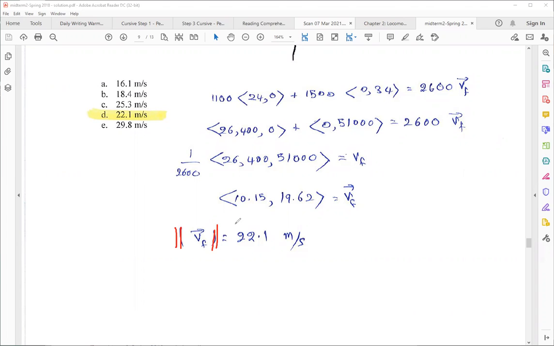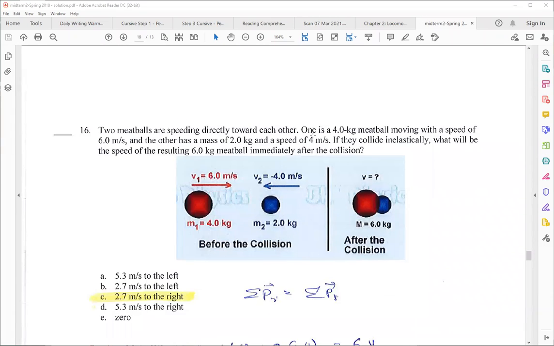it's going to be the root of vx squared plus vy squared. So we're using Pythagoras here, the usual formula to calculate the magnitude of the vector velocity, the final velocity, and you get 22.1. So this is question 15. Question 16.